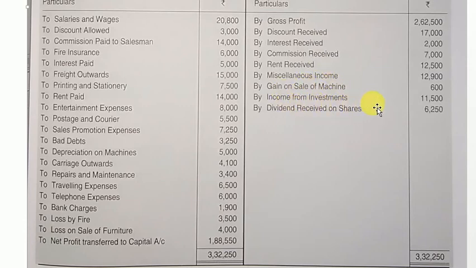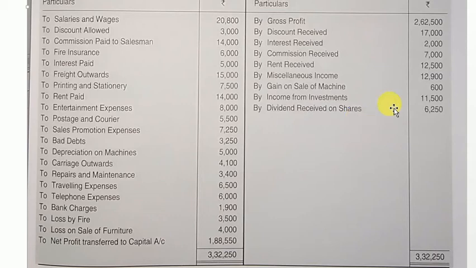So here the rent received is also income, miscellaneous income, gain on sale of machine, income from investments, and dividend received on shares. So these are all part of income, and these are all indirect incomes, children, as I have told you in our earlier video also. So this is your income, and it will be recorded in the credit side of the profit and loss account.